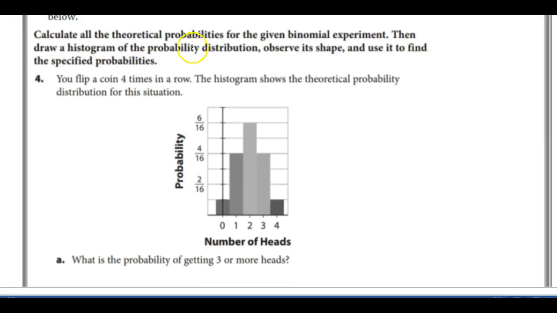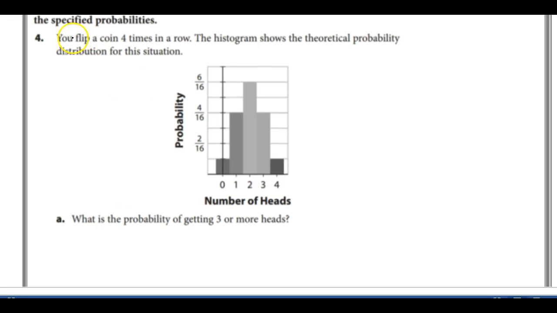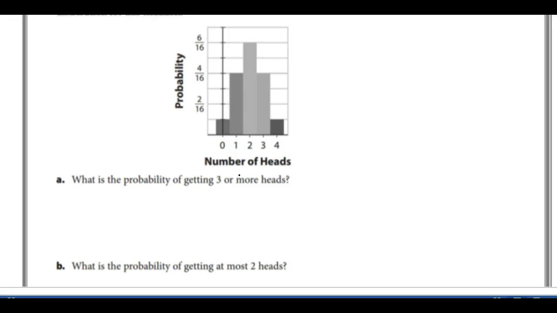So it says calculate all the theoretical probabilities for the given binomial experiment. And they at least give us a histogram, which is quite nice. Then draw a histogram, which is already drawn for us, so we don't even have to do that. And then observe its shape and use it to find the specified probabilities. So it says you flip a coin 4 times in a row. Okay. The histogram shows the theoretical probability of those distributions. So at least we didn't have to find that, which was nice.